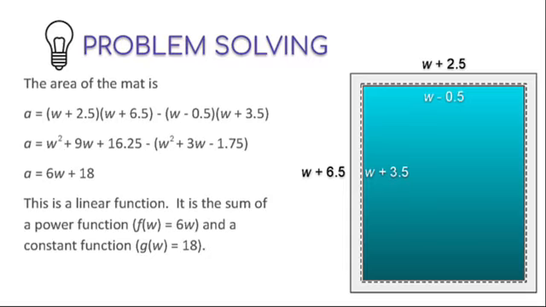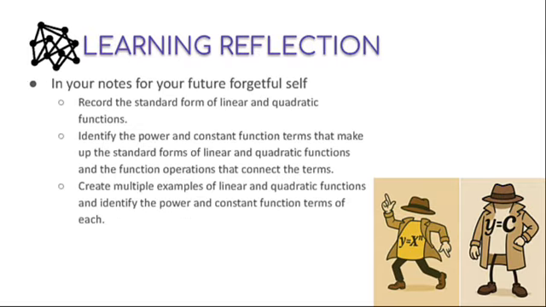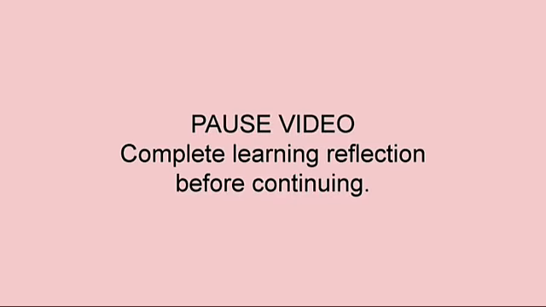In your notes for your future forgetful self, record the standard form of linear and quadratic functions. Identify the power and constant function terms that make up the standard forms of the linear and quadratic functions, and the function operations that connect the terms. Finally, create multiple examples of linear and quadratic functions and identify the power and constant function terms of each. Pause the video and complete the learning reflection before continuing.